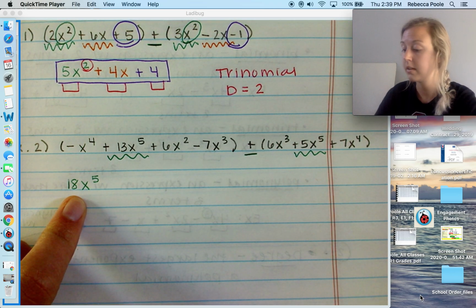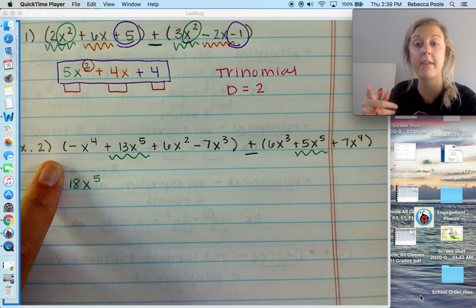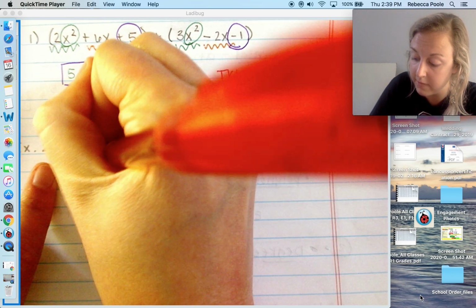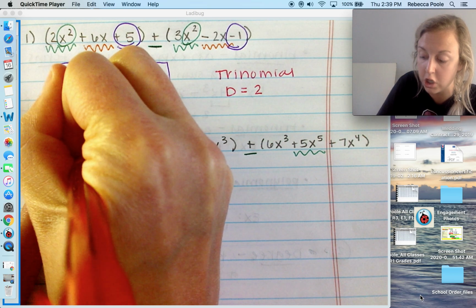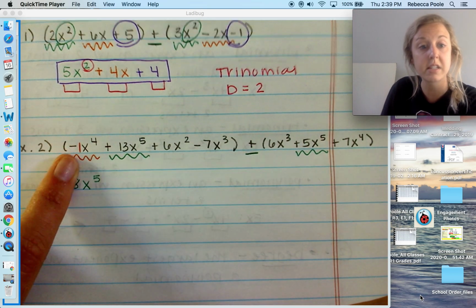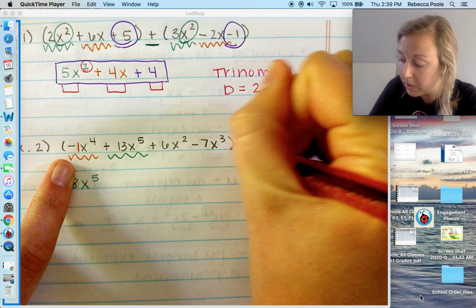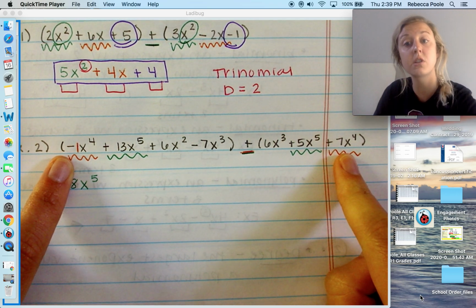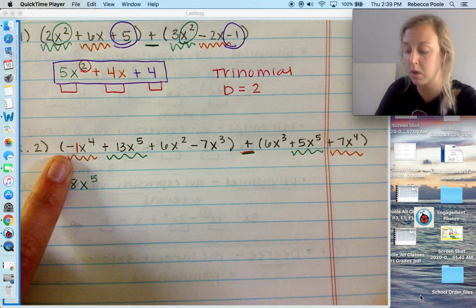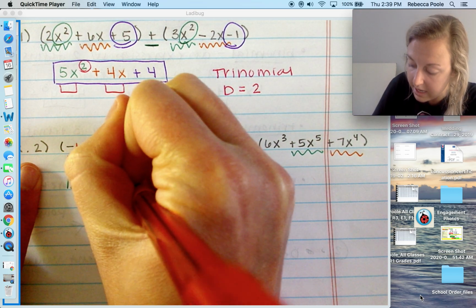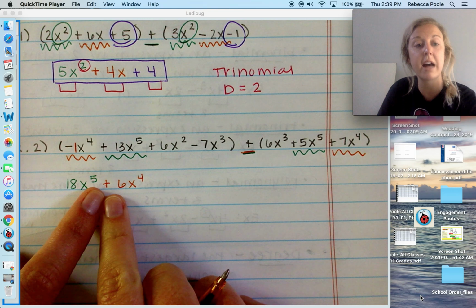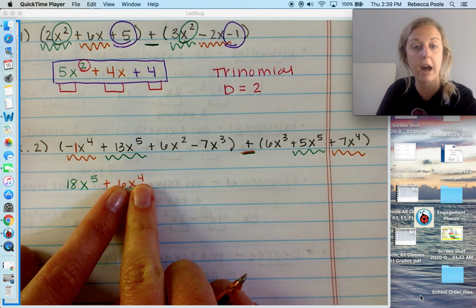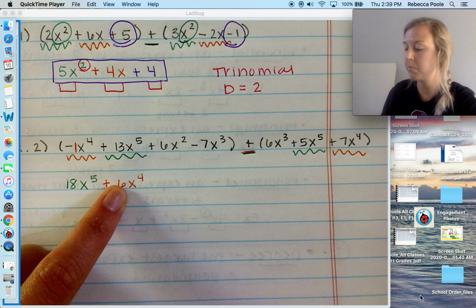Okay? Now, what would come after x to the 5th? What would be the next biggest? Good. 4. So negative x to the 4th. Remember, that's an understood 1, right? So this is negative 1 plus 7. Different signs, so we subtract. 7 minus 1 gives us 6. The 7 was bigger, so it's positive, and it's x to the 4th. Okay? All right, moving right along.